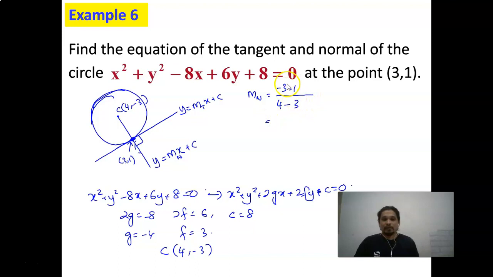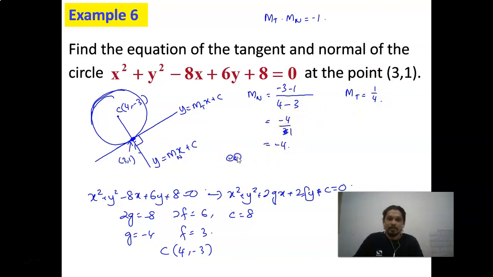Okay, gradient of normal: negative 3 minus 1, negative 4. 4 minus 1 equal to 4 minus 3 equal to 1, which is negative 4. So the gradient of tangent times gradient of normal equals negative 1. When the gradient of normal is negative 4, the gradient of tangent is negative 1 divided by negative 4, which is 1 over 4.